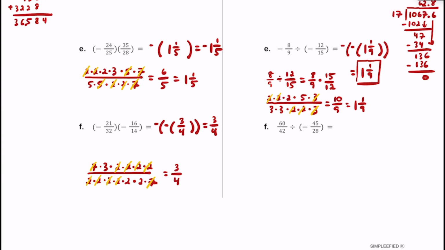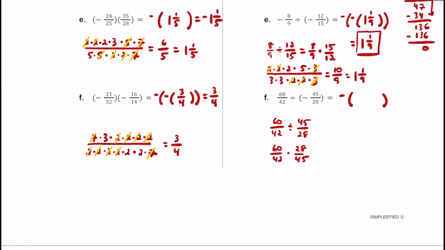All right, last one for F here. We have a positive fraction divided by a negative fraction. So we know the answer here, or the quotient, is going to be a negative value. Let's go ahead and ignore the negatives here and then just take a look at what is 60/42 divided by this 45/28. If we turn this into a multiplication problem, this is going to be 60/42 multiplied by 28/45. Again, we can turn all division problems into multiplication if we multiply by the reciprocal of the second fraction.